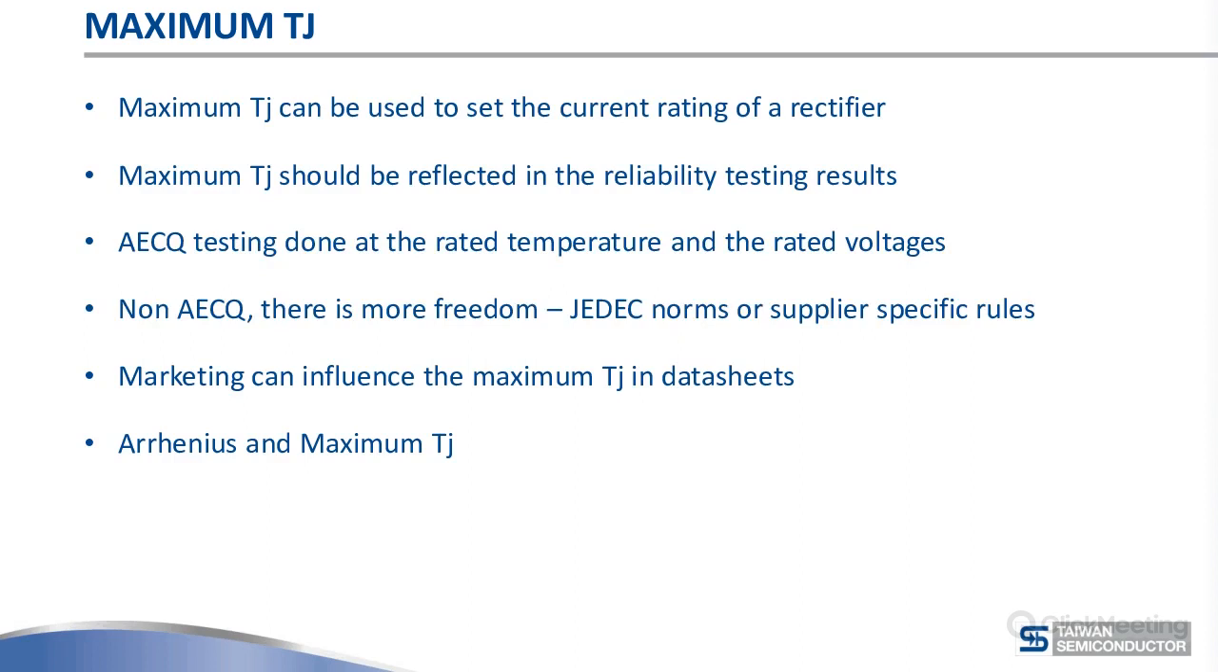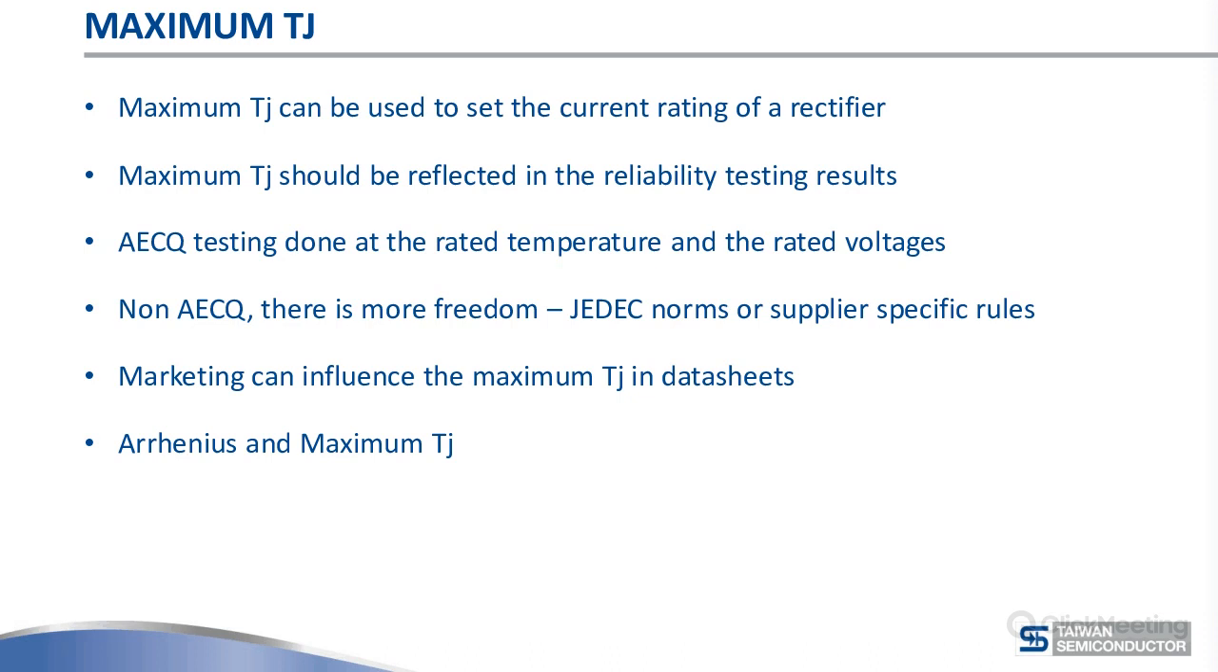The maximum junction temperature can be used in several ways. It can be used to set the current rating of a rectifier. So the current rating should be such that the junction temperature is not exceeded. The maximum TJ should also be reflected in the reliability testing results. This is something where there is really no discussion possible. AEC-Q testing does that for you for automotive parts. They test the parts at the rated voltage and the rated maximum junction temperature in the datasheet.